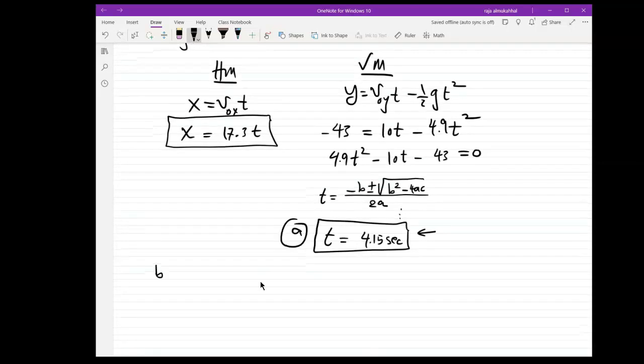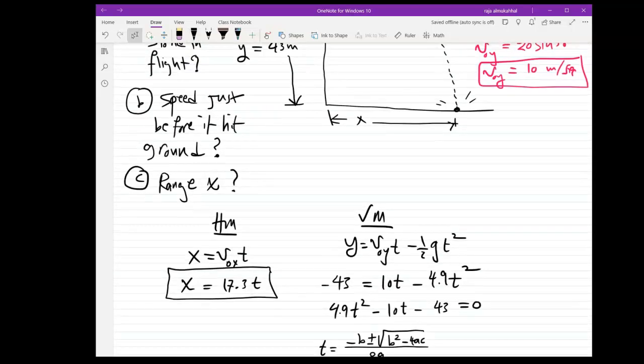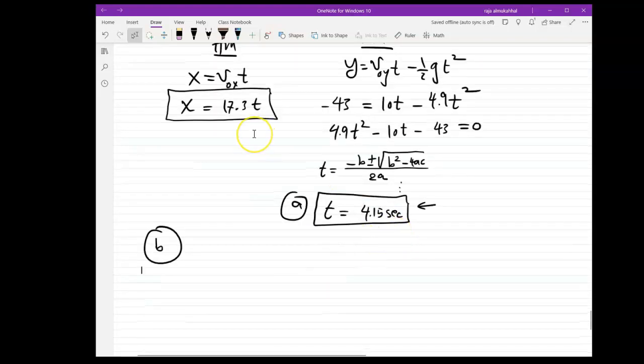Now we come to the second part. He says, what is the speed just before it hit the ground? Before I do that, let me find part C. Part C is easy because he's asking for the range. Well, the range is x equals 17.3 t, and I already got the t right here. So that would be easy. Let me just work on part C first.